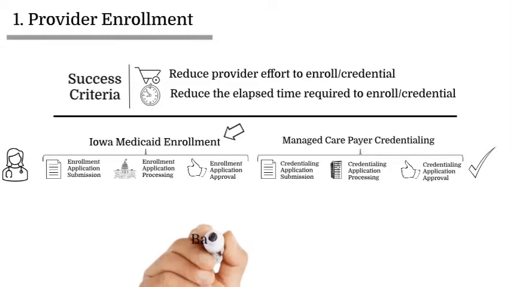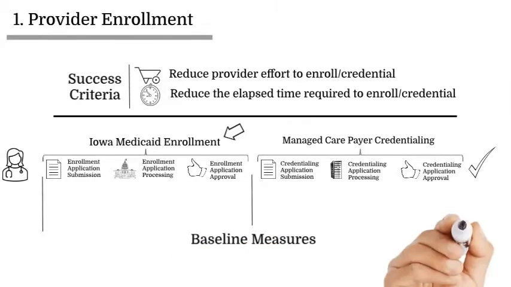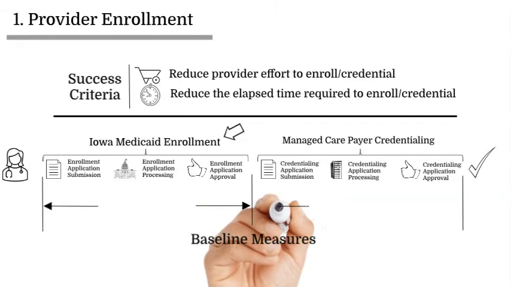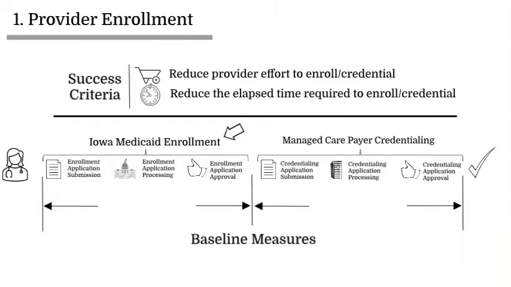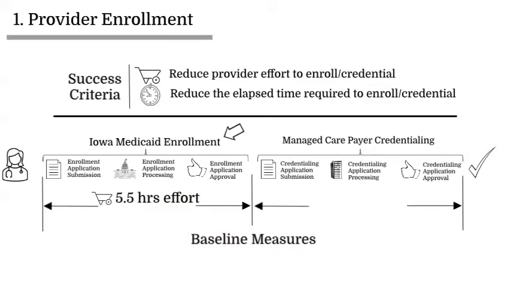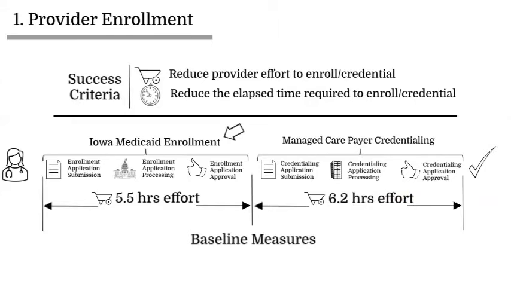To understand our baseline performance against these success criteria, we ask providers to estimate the amount of effort they spend going through the enrollment process and pulled processing time data from our enrollment application processing system. We found on average that providers spend 5.5 hours getting enrolled with Medicaid and 6.2 hours completing the credentialing process with managed care payers.